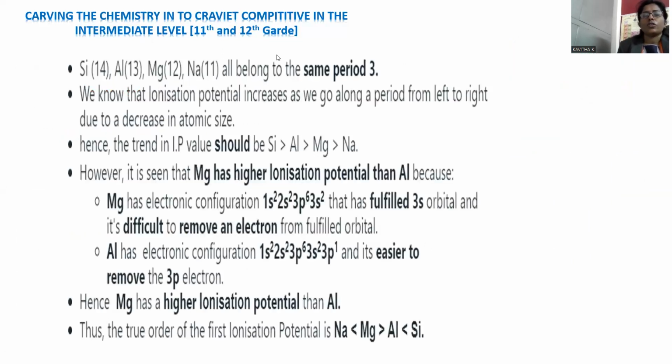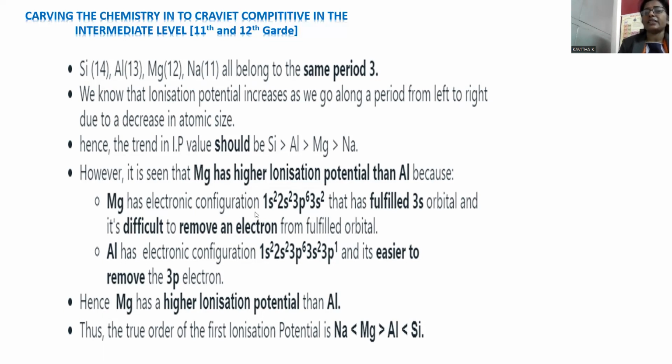Let's check. If you see the elements like silicon, aluminum, magnesium, and sodium, the right order should be: silicon highest, next aluminum, next magnesium, next sodium, because left to right, all these lie on the same period. Left to right, as we ascend, ionization potential values gradually increase. This should be the order, but in the practical sense, magnesium has a higher ionization potential than aluminum.